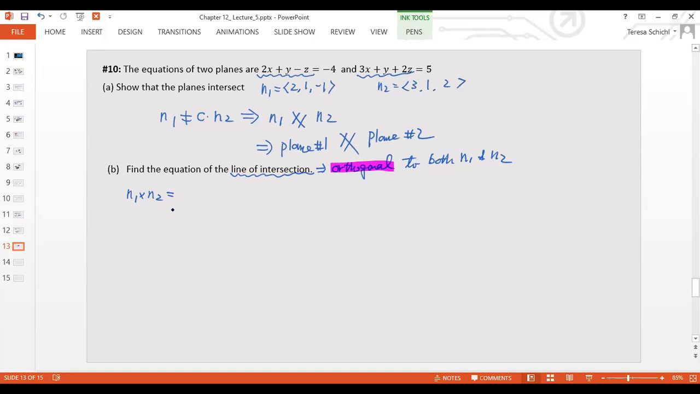So I do the cross product, with i, j, k, and 2, 1, -1, 3, 1, 2. I believe you can do it. The answer for this one is 3, -7, -1. So this is the direction vector for the line here.